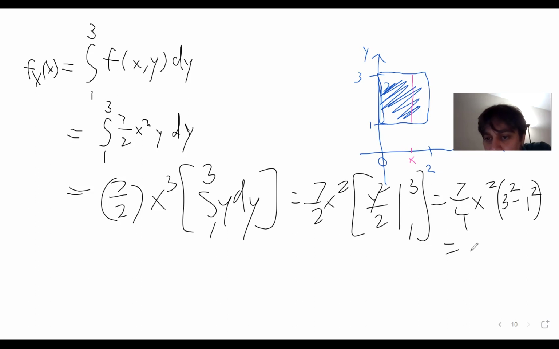1/4 times 8 is 2. 7 times 2 is 14. So you get 14x cubed. So what we got here is that f sub X of x is equal to 14x cubed.